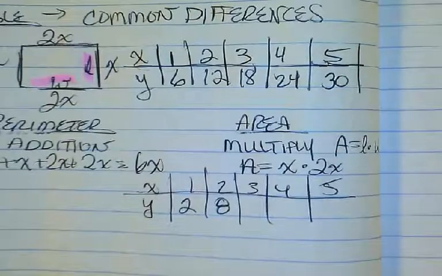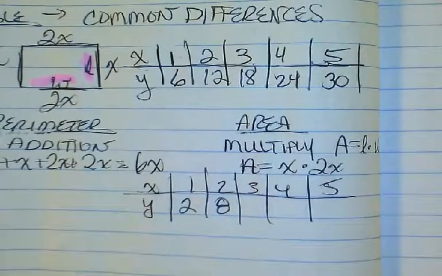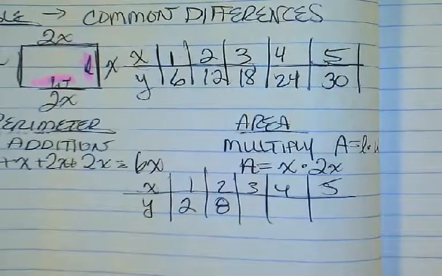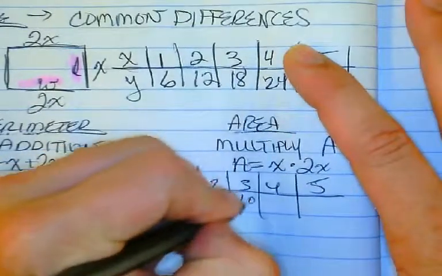Angel, help us out with 3. If we put a 3 in here, what is 3 times 2? 6. What is 6 times 3? 18. Perfect. Great, Angel.